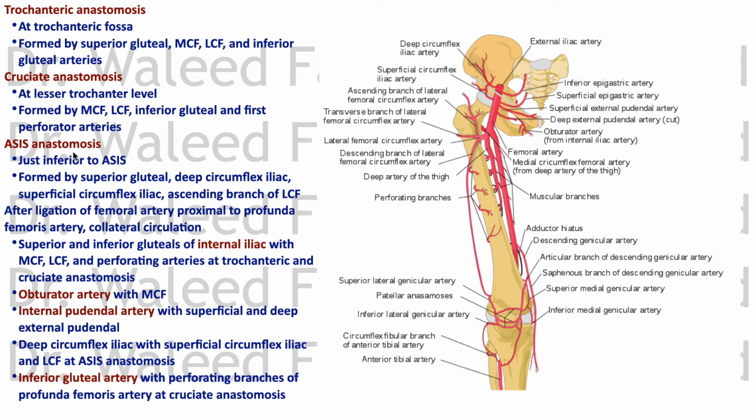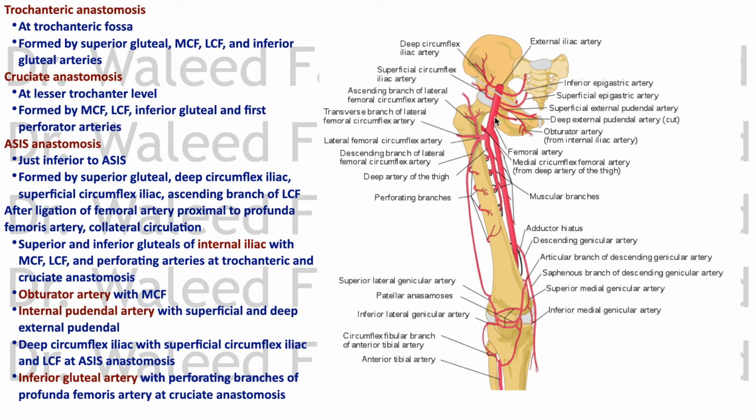The anterior superior iliac spine anastomosis, just inferior to the anterior superior iliac spine, is formed by the superficial and deep circumflex iliacs, the superior gluteal artery, and the ascending branch of the lateral circumflex femoral artery. Now, why are we concerned about these anastomoses? Because these are the sites, together with the connection with the obturator artery and the external pudendal arteries, that are side channels to fill the femoral artery if it's obstructed or occluded distally.